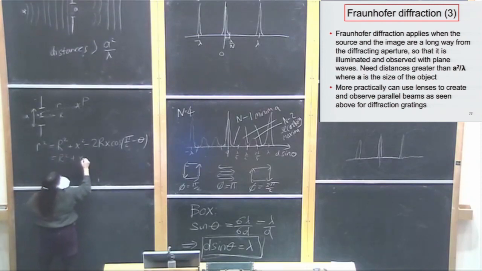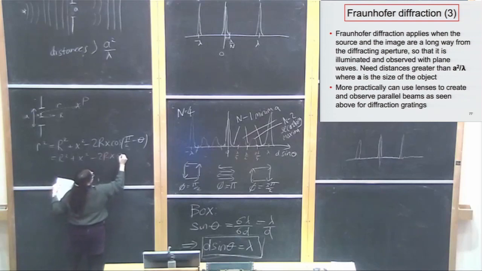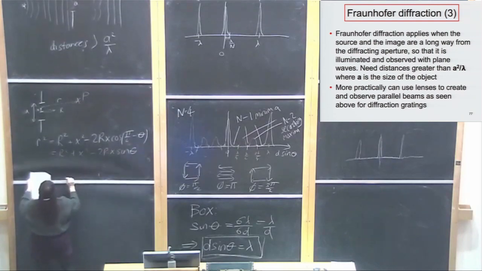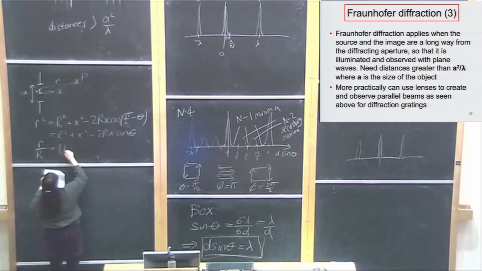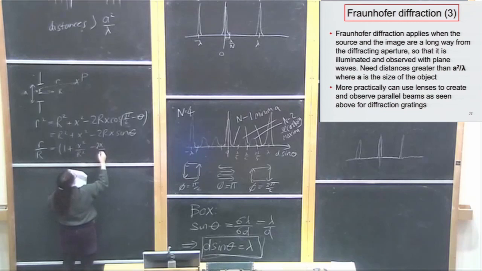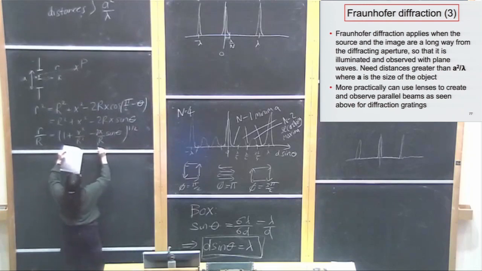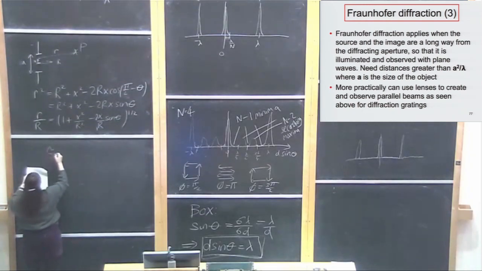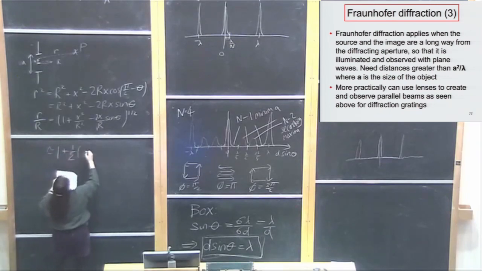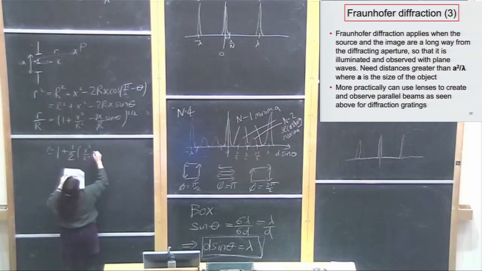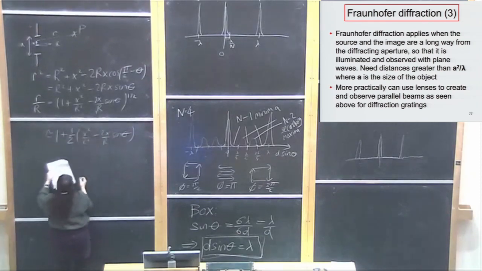So r squared plus x squared minus 2rx sine theta. So let's say that little r over big R equals 1 plus x squared over r squared minus 2x over r sine theta, all to the half. And I'm just going to expand this. So that is approximately equal to 1 plus a half x squared over r squared minus 2x over r sine theta. I need to go up to one more term.